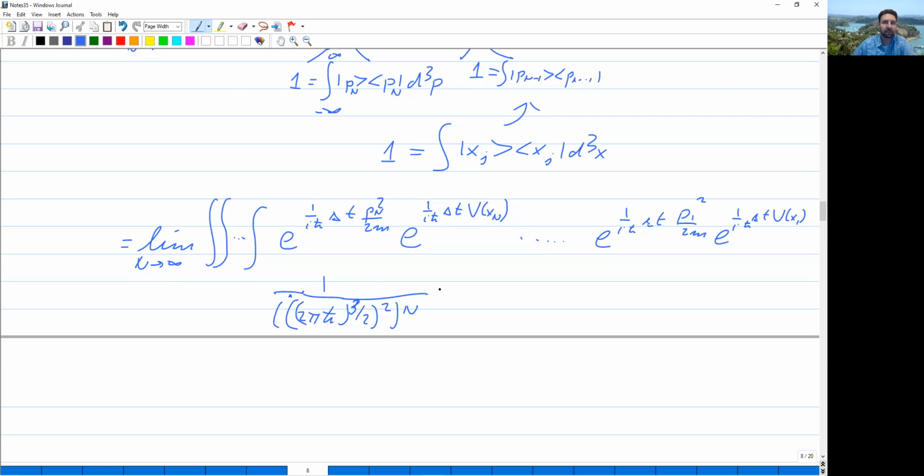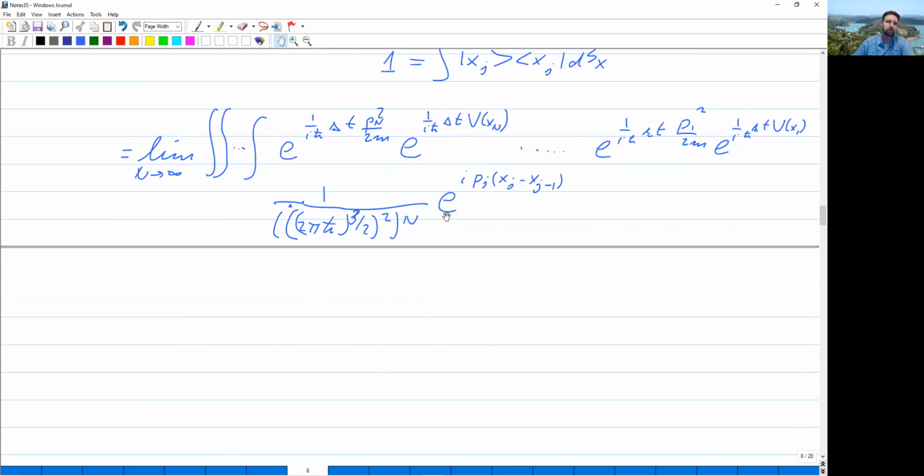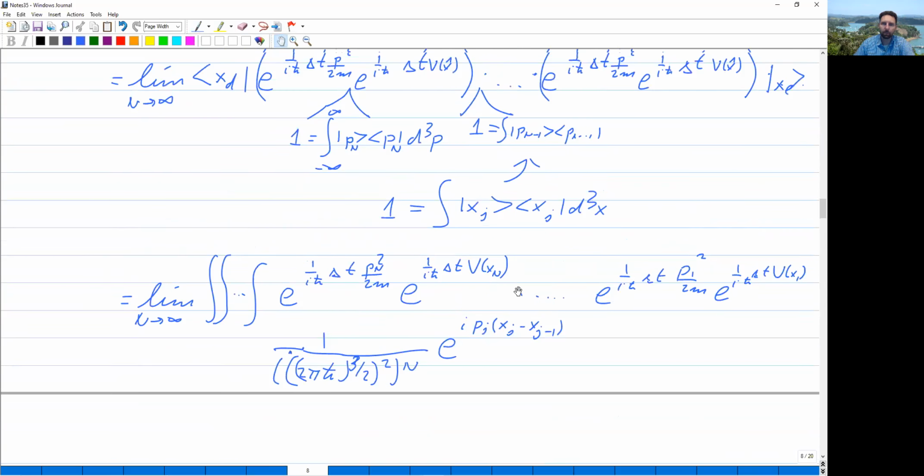And then we get these overlaps, these Fourier factors, and they are of the form e to the power of i, and then it's something like p_j times (x_j minus x_{j-1}). Now, I don't want to go into all the details here because you have to be careful with the very leftmost term, because it has the x_d, and the very rightmost term because it is an x_e, and exactly how those Fourier factors combine there.